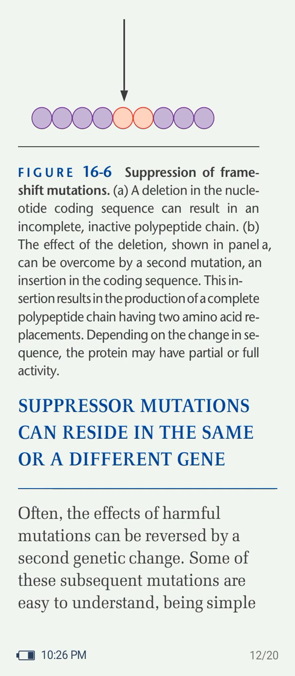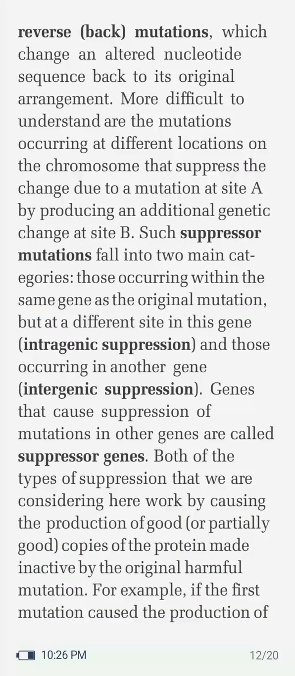Next, suppressor mutations can reside in the same or a different gene. Often, the effects of harmful mutations can be reversed by a second genetic change. Some of the subsequent mutations are easy to understand, being simple reverse mutations, which change an altered nucleotide sequence back to its original arrangement. More difficult to understand are mutations occurring at different locations on the chromosome that suppress the change due to mutations at site A by producing an additional genetic change at site B.